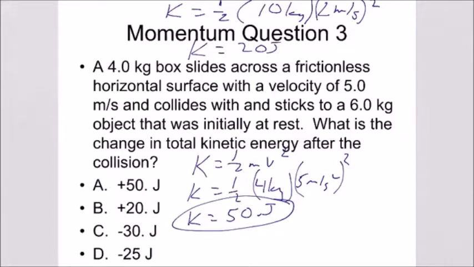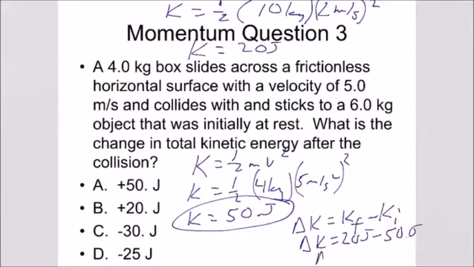To find the change in kinetic energy, the change in anything is going to be the final minus the initial. So in our problem, our final kinetic energy was 20 joules, minus our initial kinetic energy of 50 joules. So we end up with a change in kinetic energy of negative 30 joules. So we're looking at answer C as the correct answer.